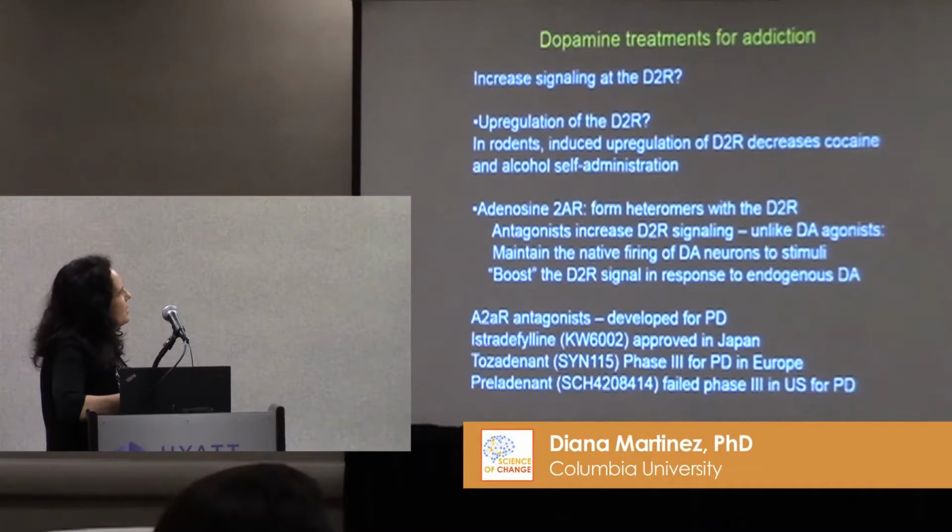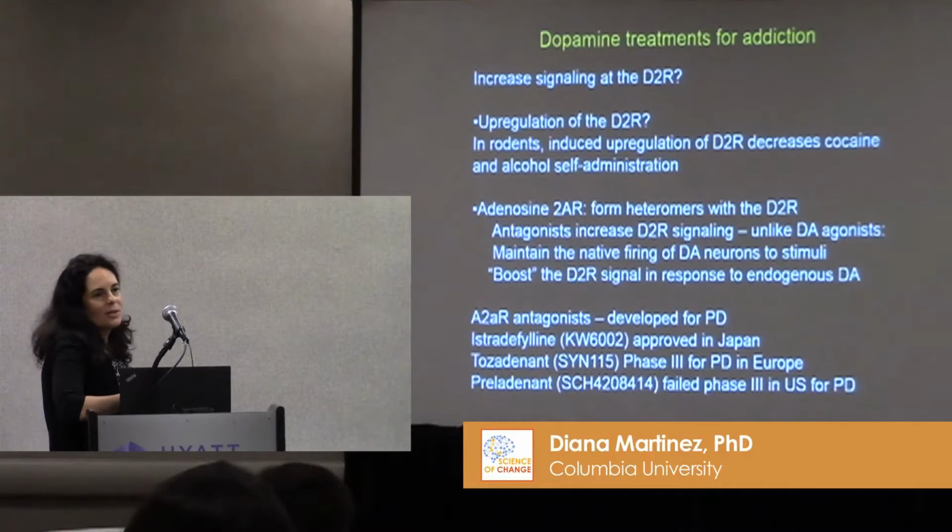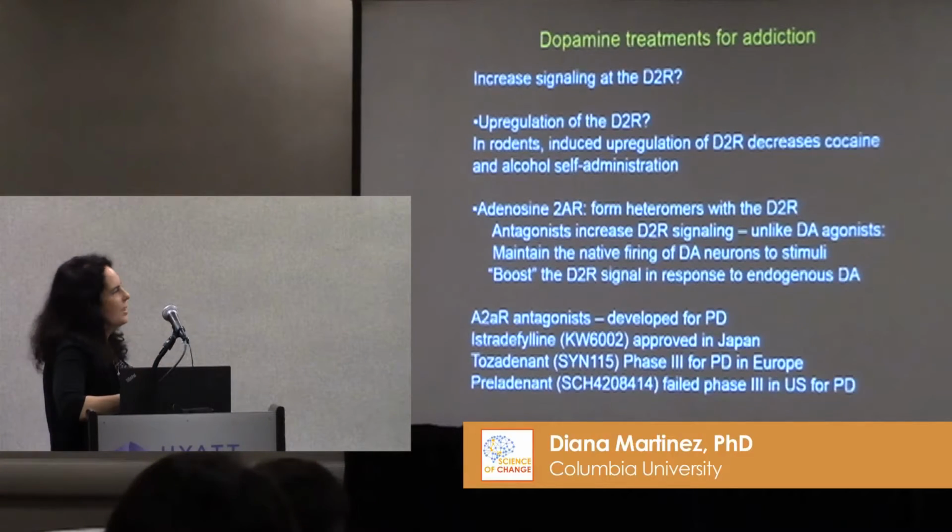Starting with the dopamine system, can we increase signaling at the D2 receptors? We know from rodent studies that if you use a viral vector to increase D2 receptors in the striatum, you decrease cocaine and alcohol dependence. I don't think we're quite at the point where we're injecting viruses into the human brain. But nonetheless, what this does suggest is that if you can increase signaling at the D2 receptor, you might be able to do something to treat addiction.